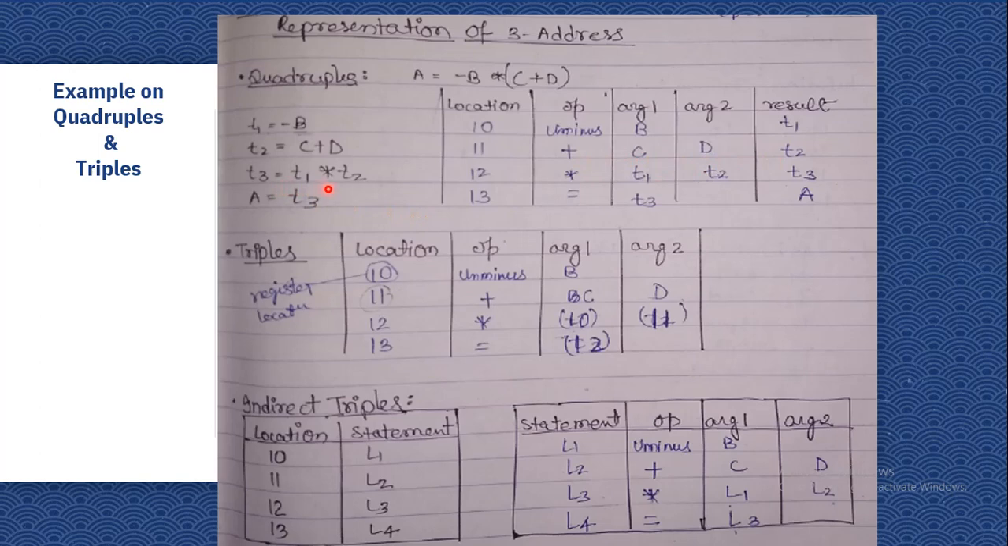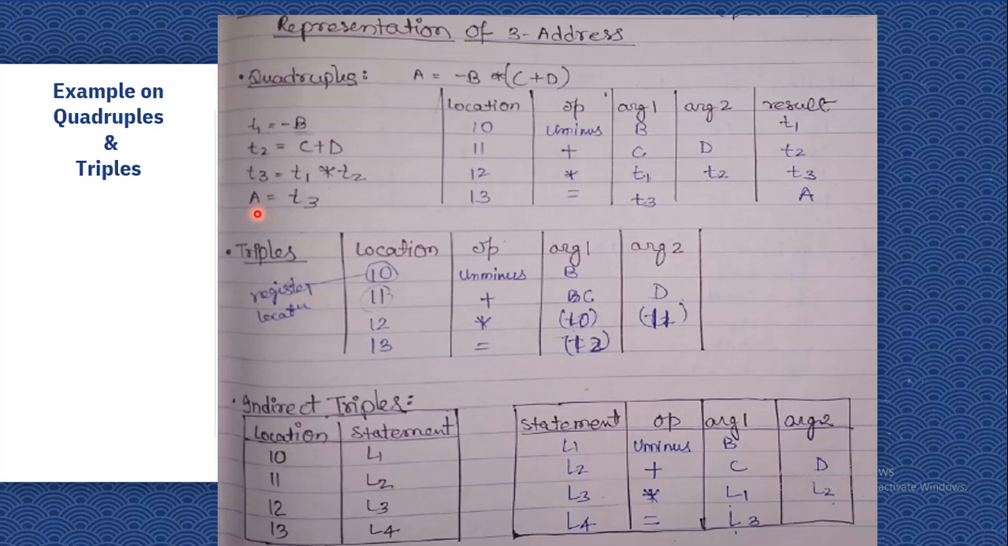Same as in the third line of three address code, the operator is the multiplication sign, argument 1 is t1, argument 2 is t2, and this result is stored in t3. If we are storing the last line of code in quadruple format, the operator is the equal sign, argument 1 is t3, and argument 2 is nothing, and the result is stored in a.